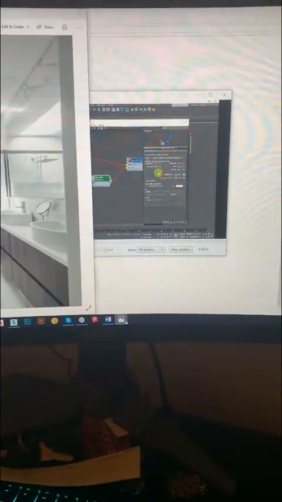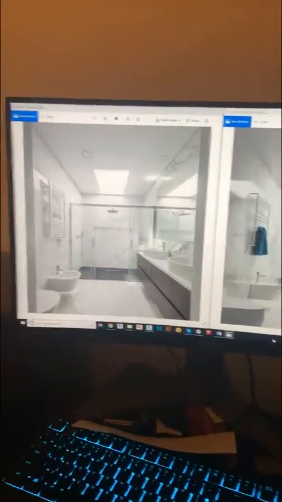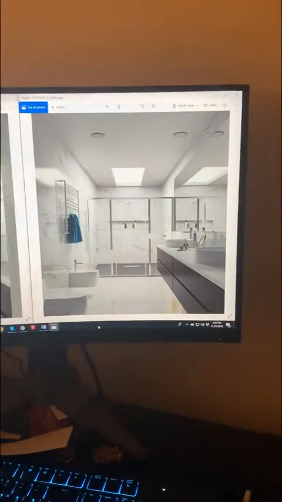But with that being said, are you guys able to tell which one is the render and which one is the picture?